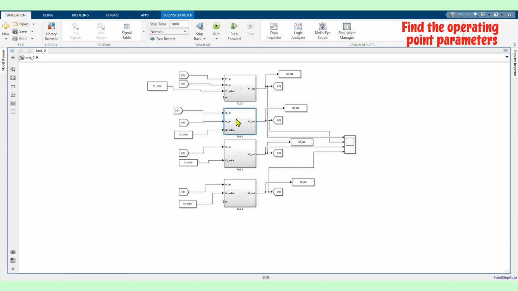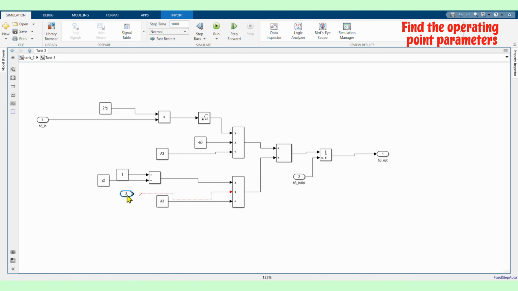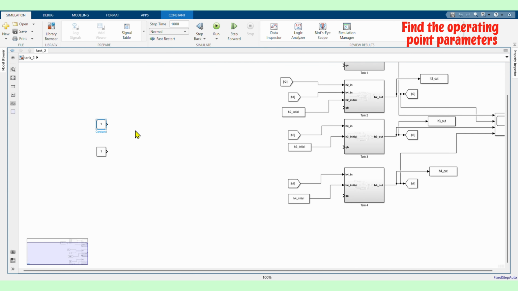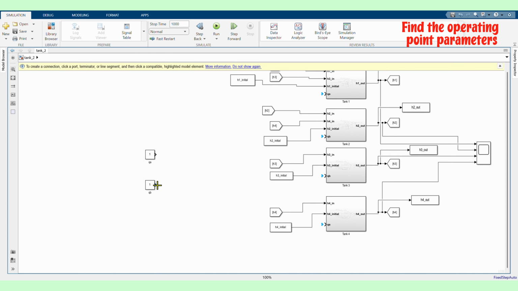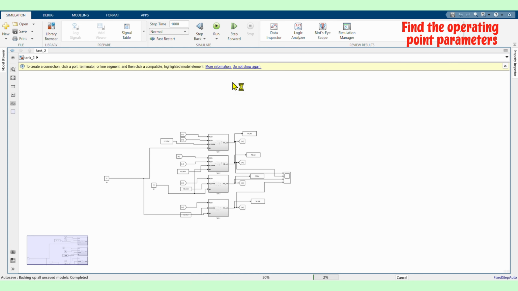To find the operating point, we're going to find the steady state condition at a certain flow, assuming the maximum flow possible from the pump at 20 cm3 per second. We'll find the steady state values of all tanks at 10 cm3 per second of flow, that is half of the maximum flow possible.